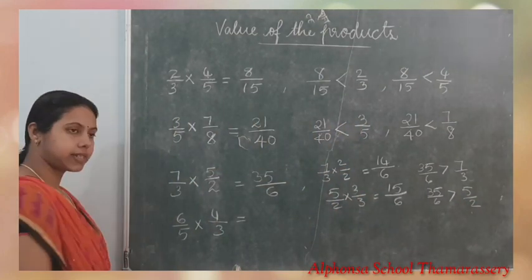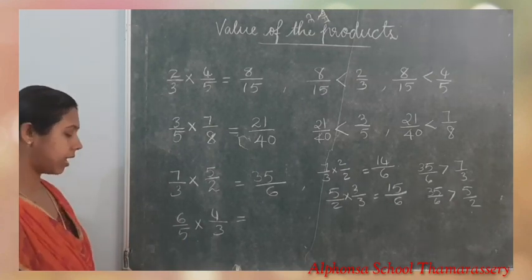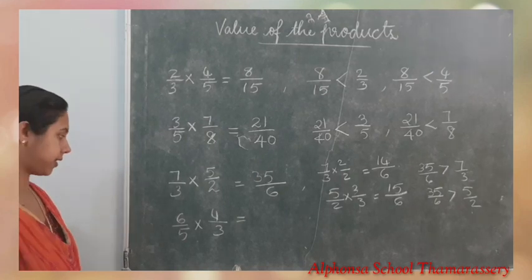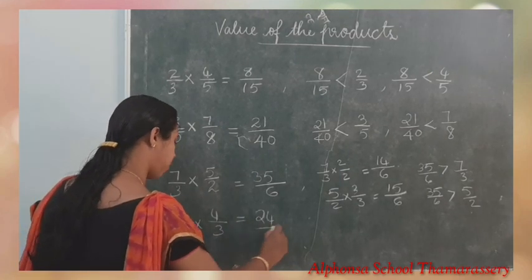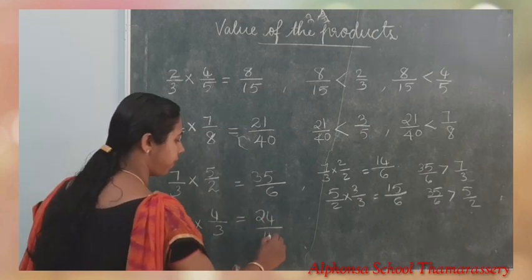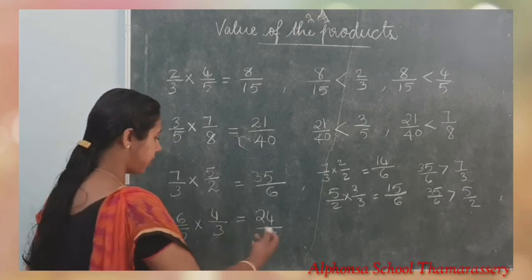See the next one. 6 by 5 into 4 by 3. These two are also improper fractions. So the product will be 6 4s are 24 divided by 5 3s are 15. 24 by 15.